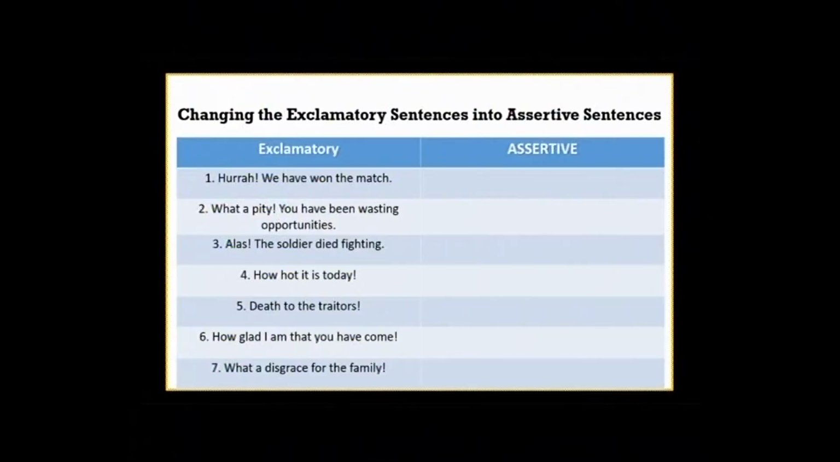Death to the traitors. Sixth, how glad I am that you have come. You are expressing your happiness, that you are very happy that they have come. How glad I am that you have come. Seventh, what a disgrace for the family. Something bad happened in the family, so you say, what a disgrace for the family.